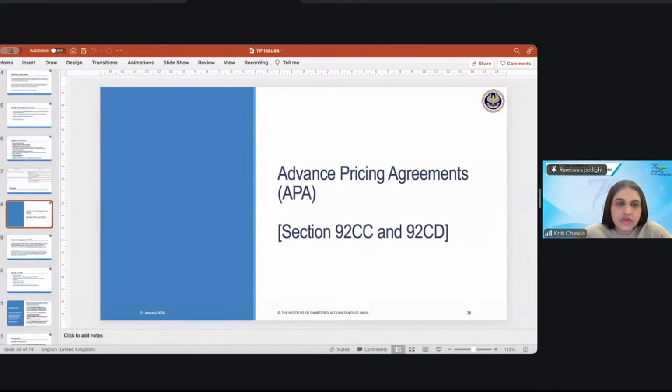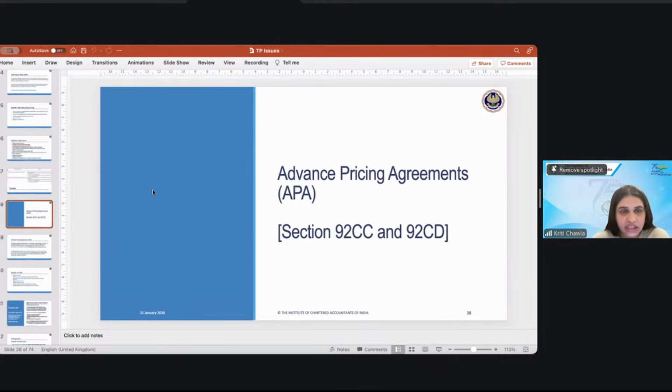Exactly. So, for the purposes of safe harbor, there is a form out there. There is Form 3CEFA. I think I'm going to just type it down here. So this is the form that is basically for safe harbor. It is actually used by eligible taxpayers to say that they have opted for safe harbor rules for transfer pricing, and this will ensure that tax authorities accept the declared price for these kind of transactions.